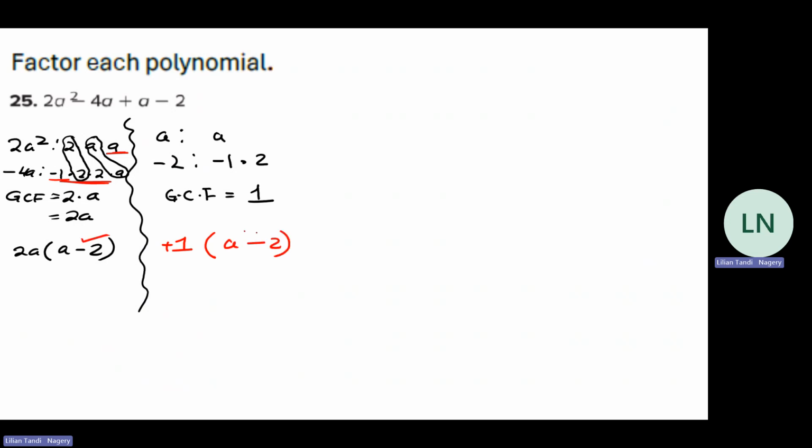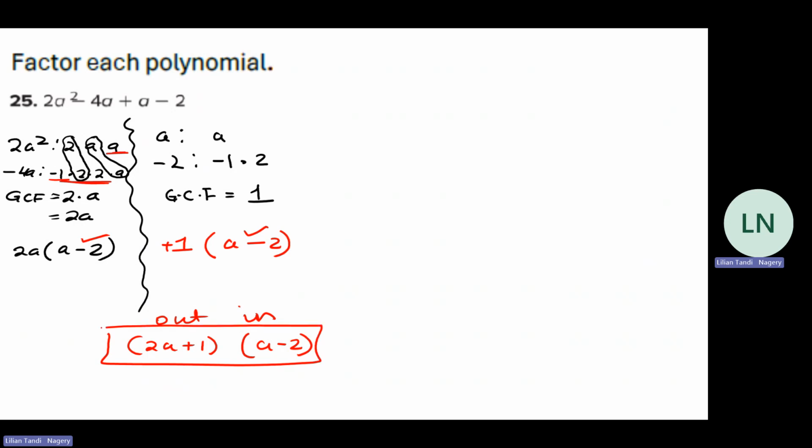My insides are the same. So I will write out and in. Who is out? 2A plus 1. Who is in? A minus 2. Box your answer.